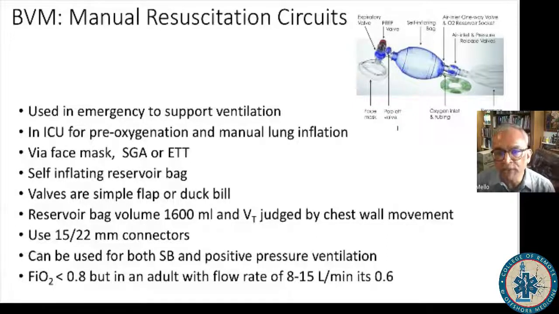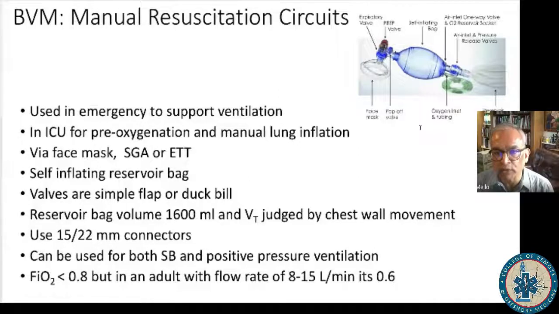For carbon dioxide elimination, you need a good, adequate minute ventilation, and this can be increased either by increasing the tidal volume or the respiratory rate, or both. And the opposite applies when you're trying to increase the PaCO2.